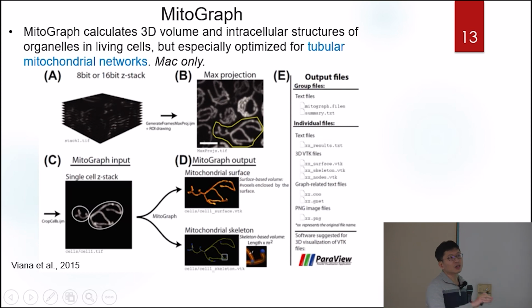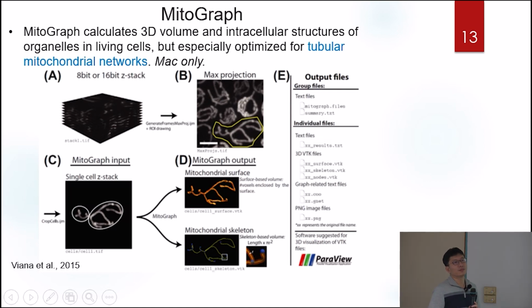All the algorithms are good for 2D images, but not many of them are great for 3D images. This one was originally designed for 3D imaging and yeast mitochondria, so it's more optimized for tubular mitochondrial networks. They have two versions. In version 1, after you acquire your images, you can crop them and then send them to the website. They will do everything for you.